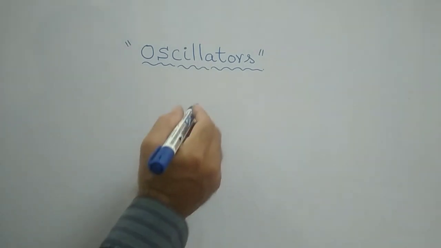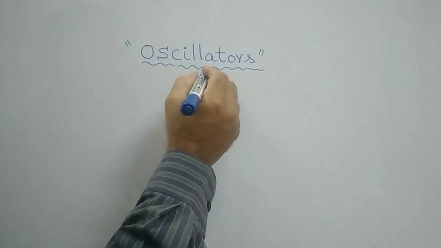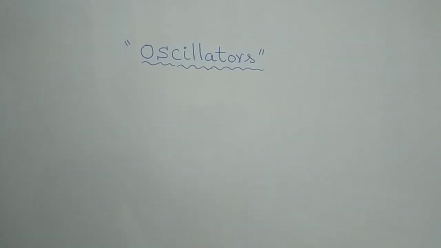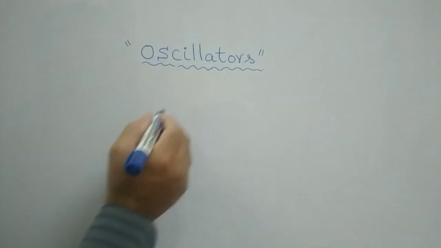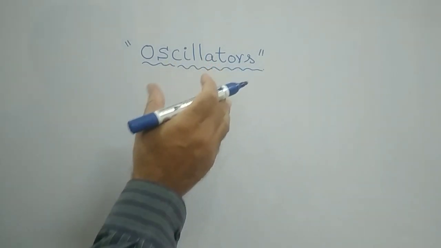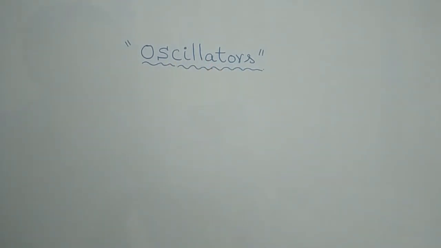In today's presentation, I would like to give you brief information on oscillators. Oscillators are one of the beautiful topics under electronic devices and circuits. What is an oscillator? An oscillator is an electronic circuit which provides a sinusoidal output. The oscillator generates oscillations on its own. That is what an oscillator actually is.